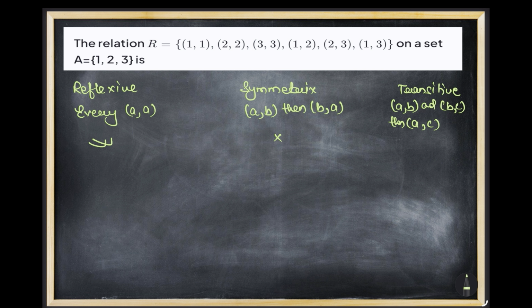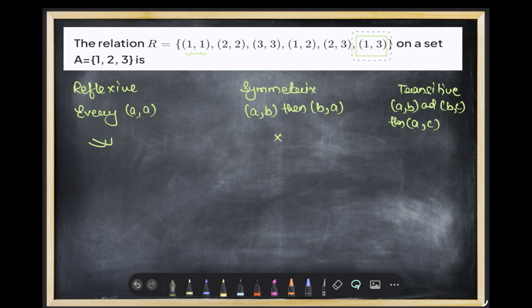Transitive means A comma B, B comma C, then A comma C. So if 1 comma 1 is there, you will focus on the elements which start from 1. So 1 comma 1, 1 comma 2, so you need 1 comma 2. 1 comma 2 is itself there. Okay. Now 1 comma 3, so you need 1 comma 3. 1 comma 3 is there. Okay. Now you will focus on 2 comma 2. You will focus on the elements which start from 2. So 2 comma 2 is there, 2 comma 3, so you need 2 comma 3. So it is okay.